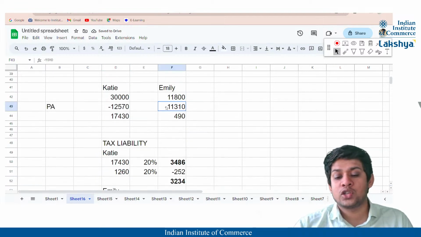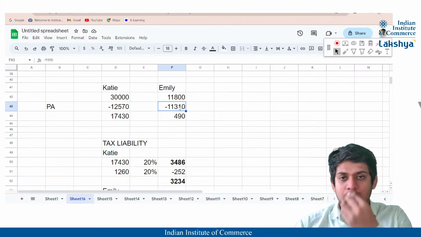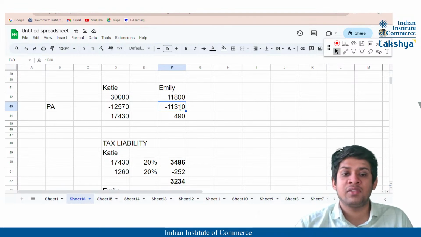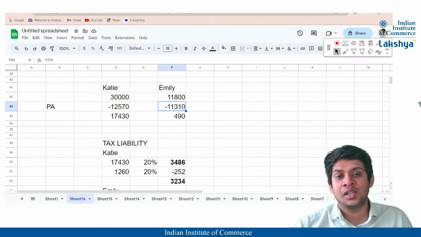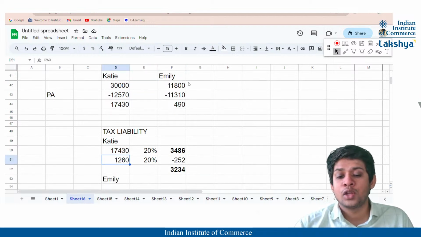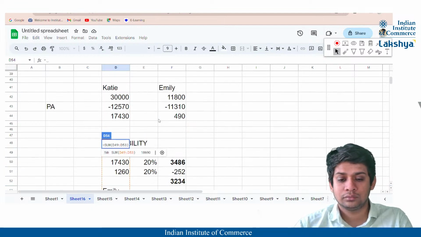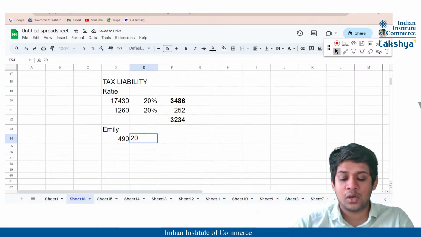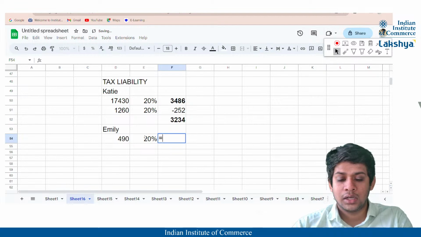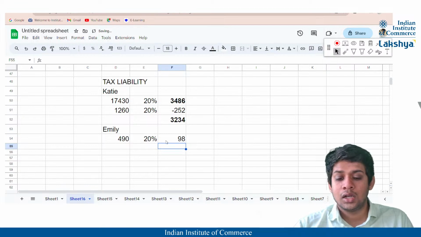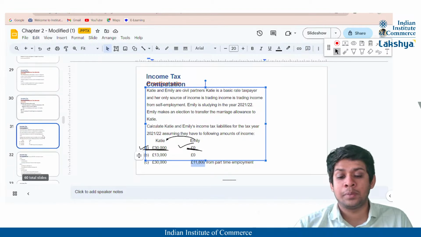For Emily, she could only deduct a personal allowance of 11,310 because from the total personal allowance of 12,570, she had to transfer 1260 to Katie, correct? And that she did. So she deducted only 11,310 of personal allowance. So on the remainder, that is 490, she will have to pay 20% tax. And that will be nothing but 98. So I hope this sum is clear from start to end and how the personal allowance can be transferred.